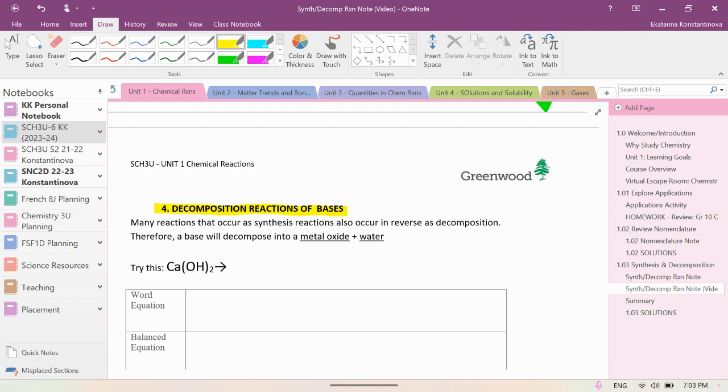This is decomposition reaction of bases. Many reactions that occur as synthesis reactions will also occur in reverse as decomposition. Therefore, a base will decompose into a metallic oxide and water. So some kind of base, right? You know that a base will either have a hydroxide or a carbonate. That's how you identify your base. And it will decompose into a metal oxide, so a metal with an oxygen, plus water.